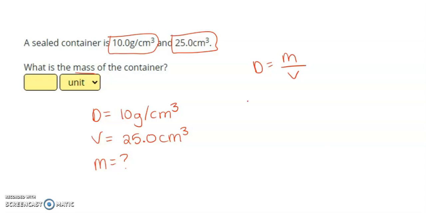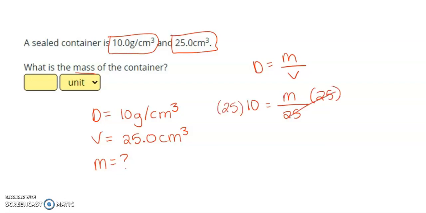So I'll plug in for D, 10. I write the equal sign. I write M, even though I don't know the number for M. I leave in the variable. Divided by 25 for V. I want to get M by itself, so I'll multiply both sides by 25.